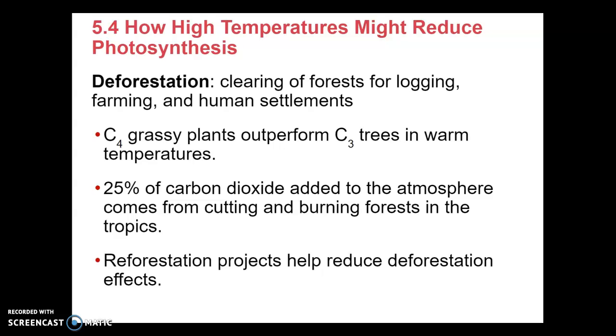However, there have been some recent efforts to restore forests, and reforestation projects can help reduce these negative effects. So this is your last little part to fill in your notes, and I'll close with that. But again, photosynthesis is a pretty cool thing. It provides the air we breathe, and I think that makes it worth talking about.